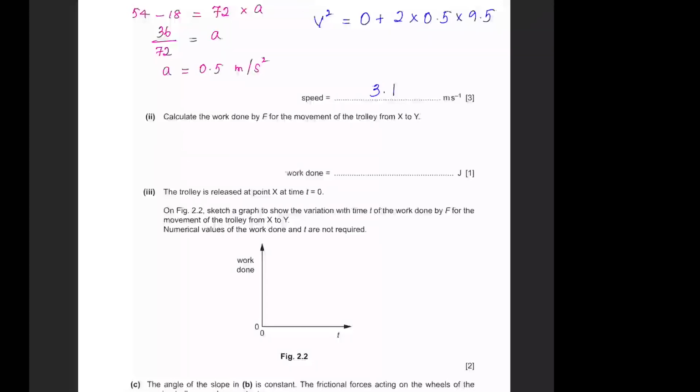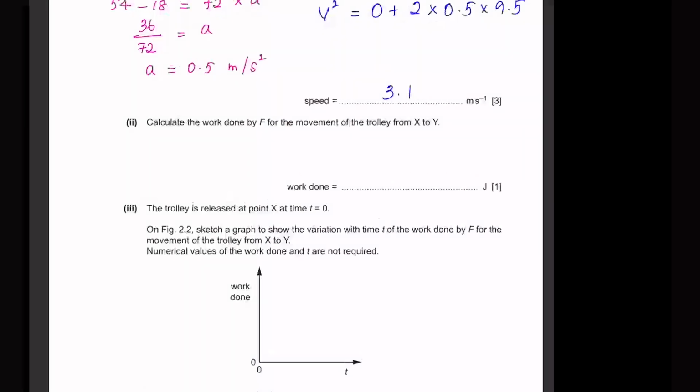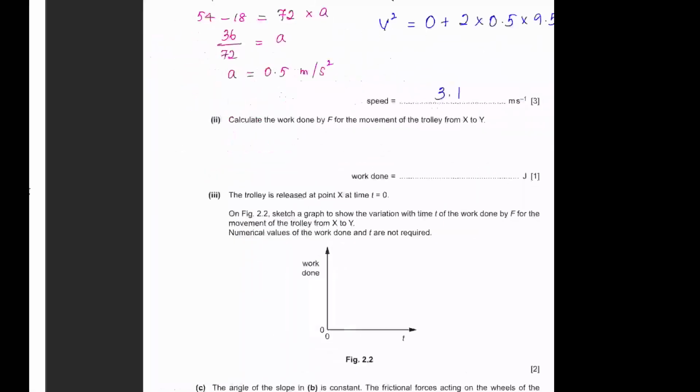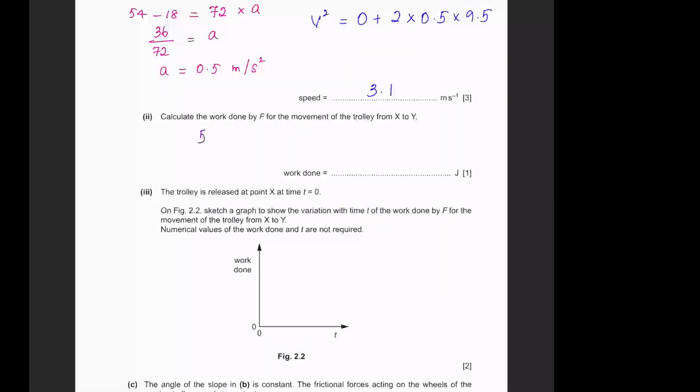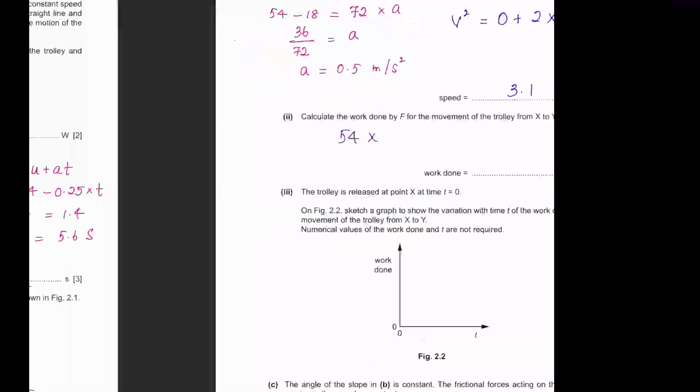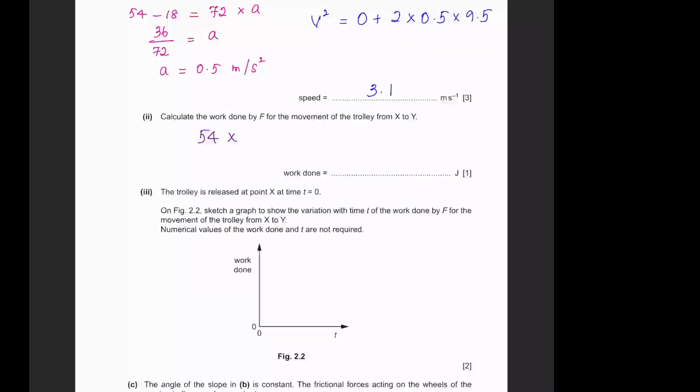Calculate the work done by F for the movement of the trolley from X to Y. So guys, F is 54 newtons. 54 newtons force times distance will give you the work done. Distance is 9.5. So 54 times 9.5, 513 joules.